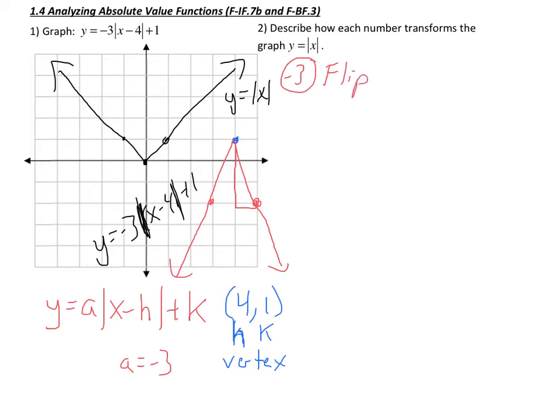It flipped. And what else did it do? Well, it kind of made it narrower, didn't it? Now, narrow is not the word we want. It's kind of confusing, but we're going to call this a vertical stretch. You'll get used to it over time. It makes more sense later, but this is going to be called a vertical stretch.